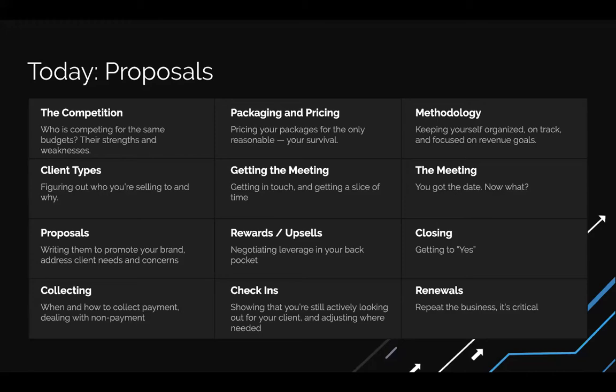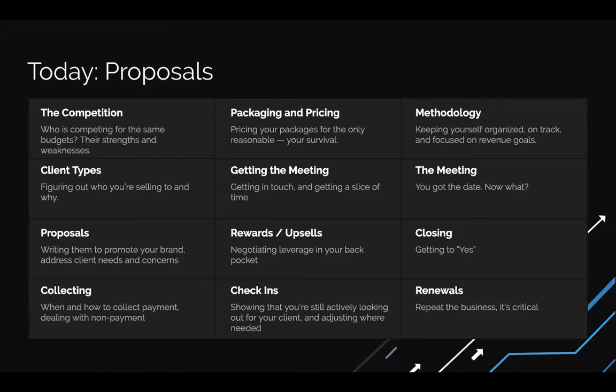The meeting is where we might be on a phone call, we might be on a screen share, something virtual, or we might meet the potential advertiser in person. This is where we're doing a lot of information gathering, probably doing more listening than talking, but we are going to explain a little bit about ourselves and what makes us different.